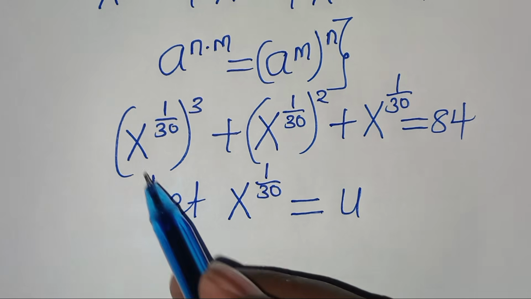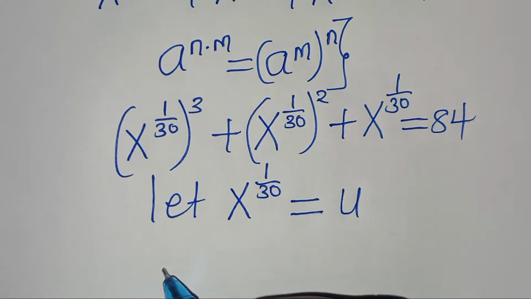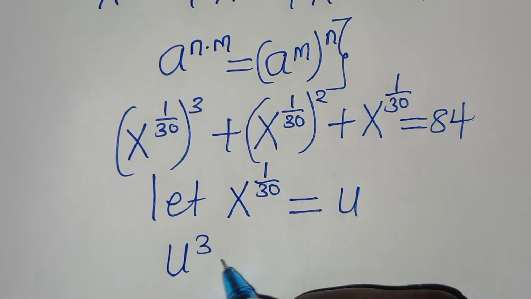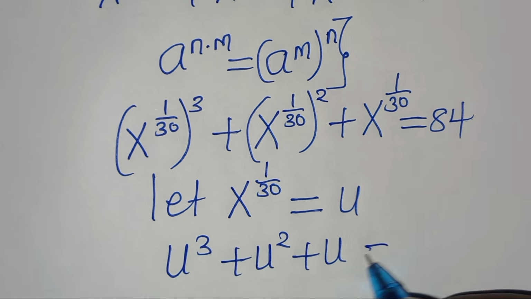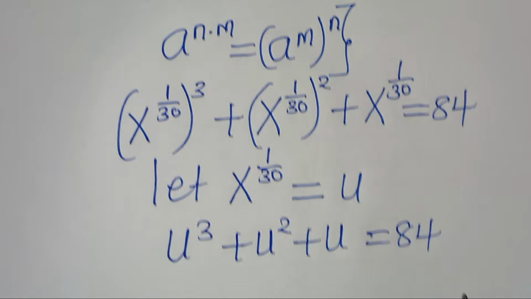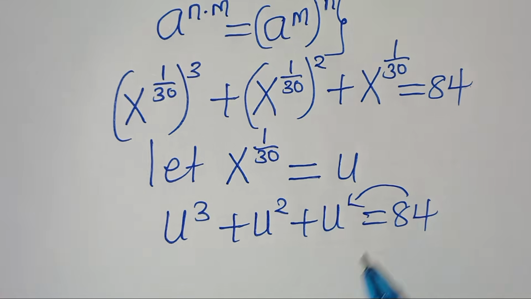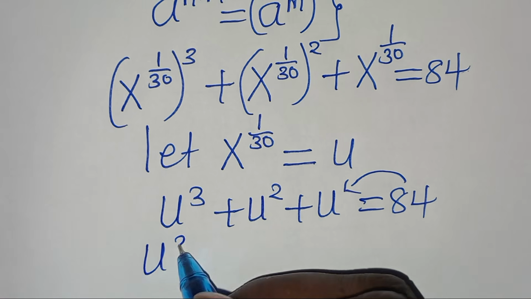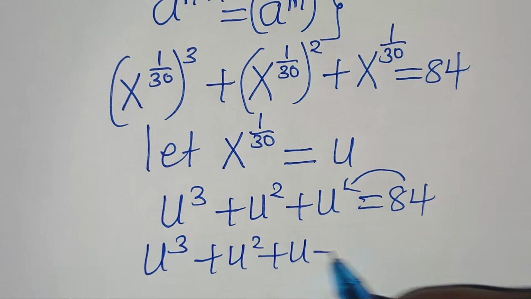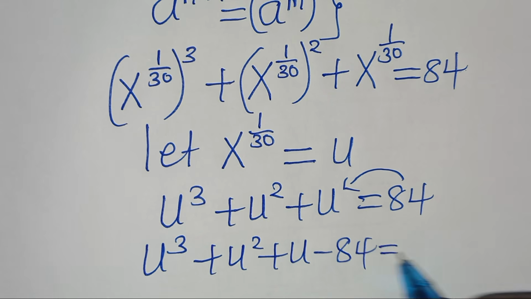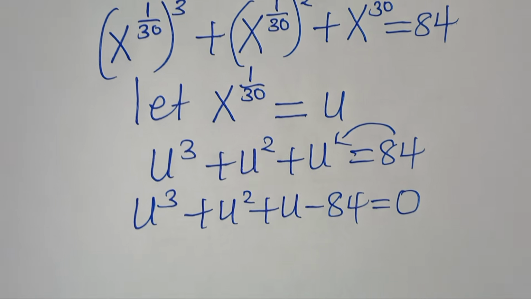Now let's express this equation in terms of u. So we have u to the power of 3 plus u to the power of 2 plus u. This is equal to 84. Now let's take 84 on the left hand side. So this is u to the power of 3 plus u to the power of 2 plus u minus 84. This is equal to 0.